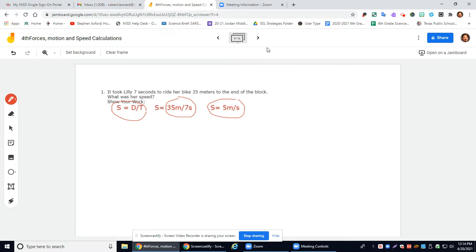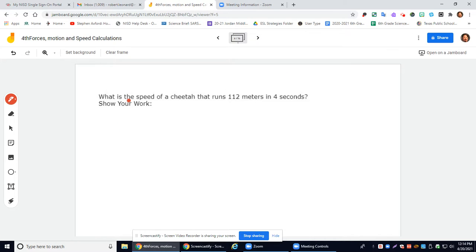Okay, moving on. Next example. What is the speed of a cheetah that runs 112 meters in 4 seconds? Show your work. So speed is equal to distance divided by time. Which, by the way, I guess I passed it up last time. This fraction bar right here means to divide.